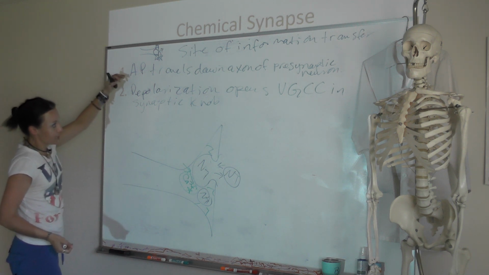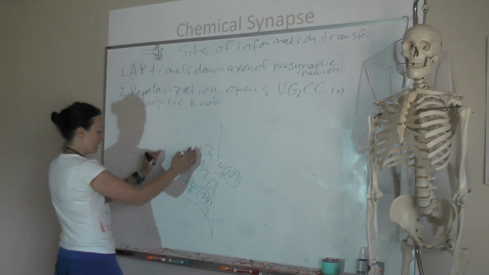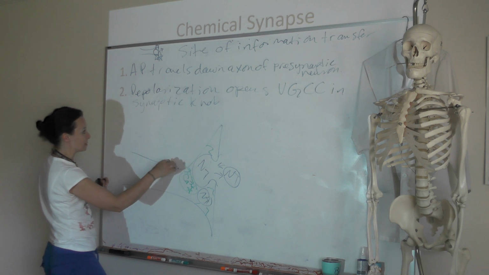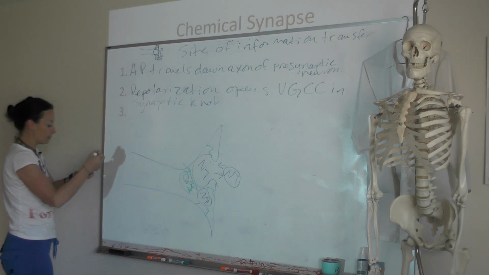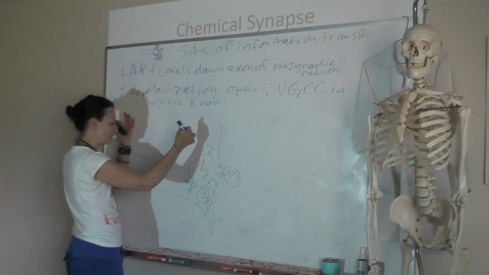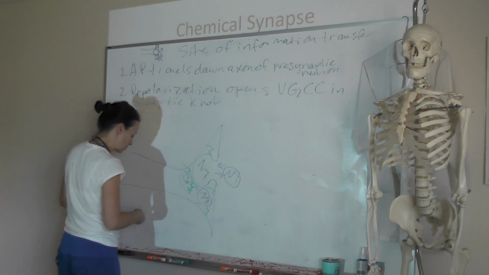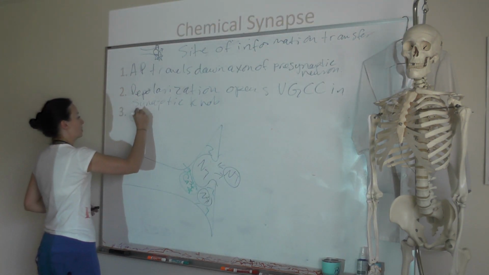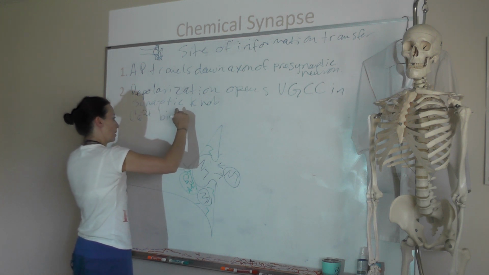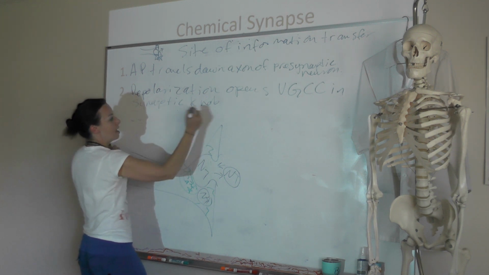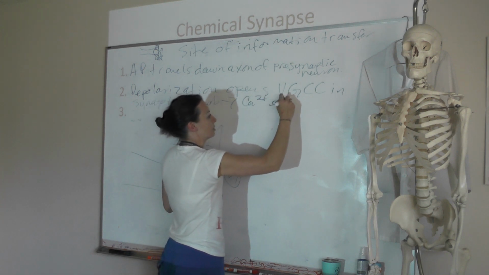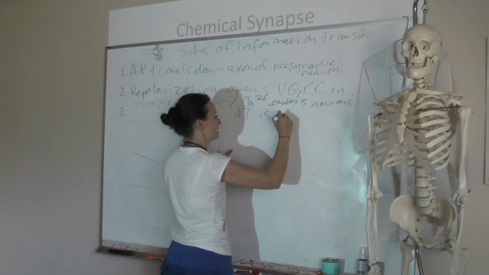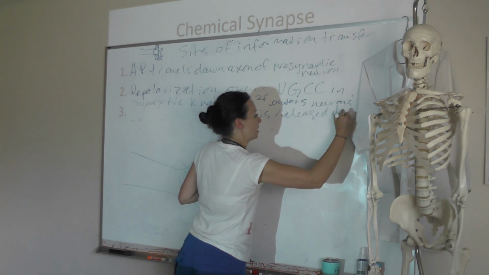So our action potential is going to travel down this axon in the presynaptic neuron. The depolarizing swing is going to open these voltage-gated calcium channels in the synaptic knob. Calcium is going to bind with all these proteins and allow for the exocytosis of neurotransmitter to the synaptic cleft. So calcium enters the neuron and neurotransmitter is released by exocytosis.